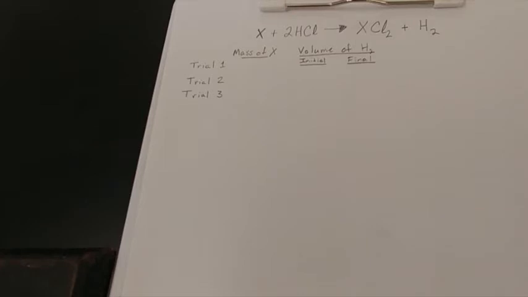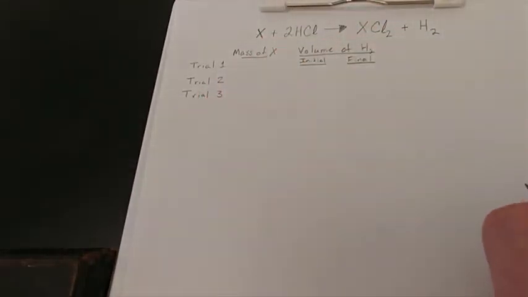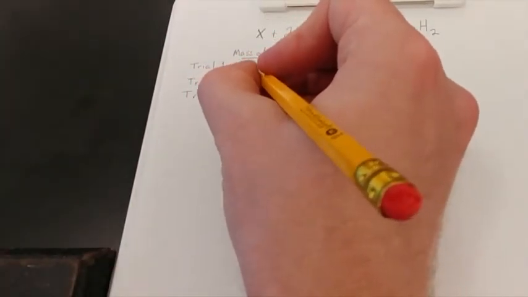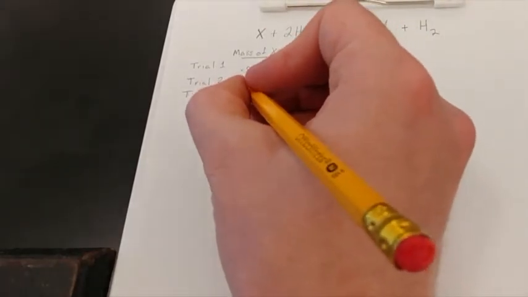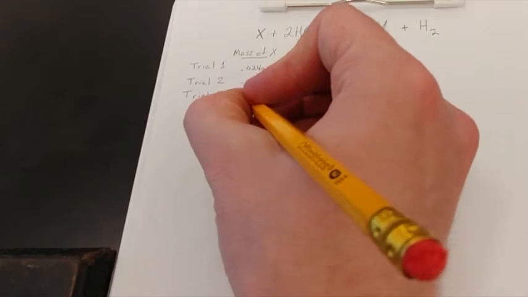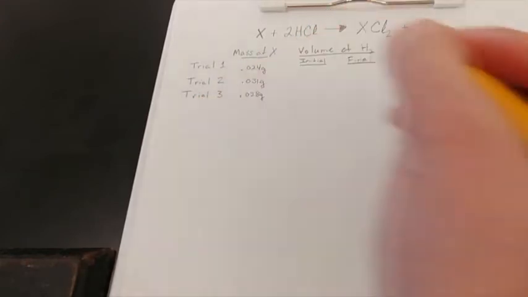Okay, so you're on your own for the calculations of our mystery metal lab. So I figured I'd go through some of mine to help you guys out. First off, let's fill in my data from the lab. My mass from the first trial was 0.024 grams. My mass from the second trial was 0.031 grams. And the third trial I used 0.028 grams.